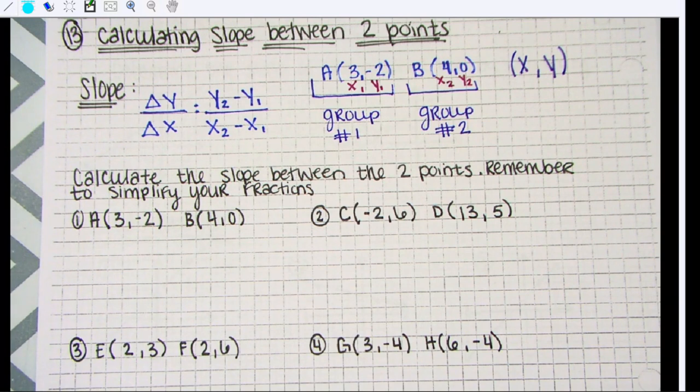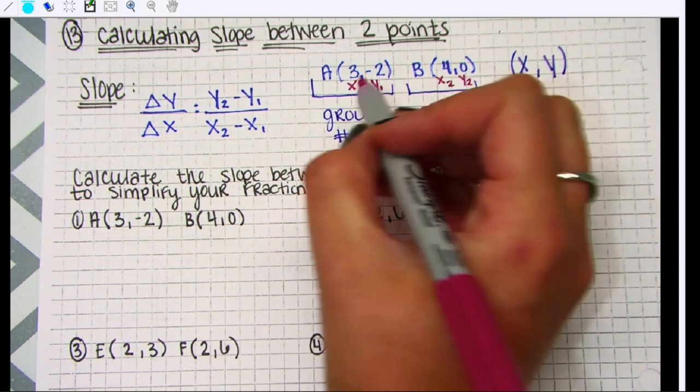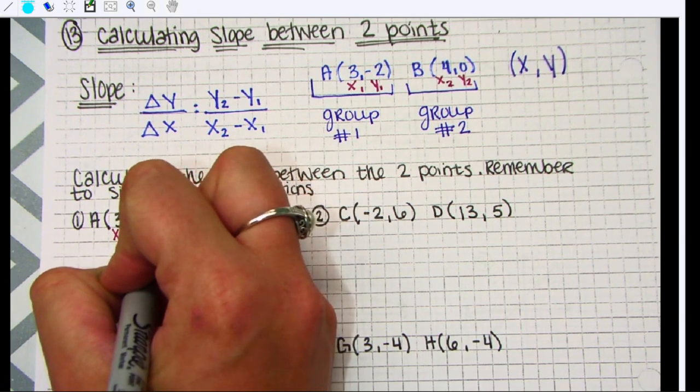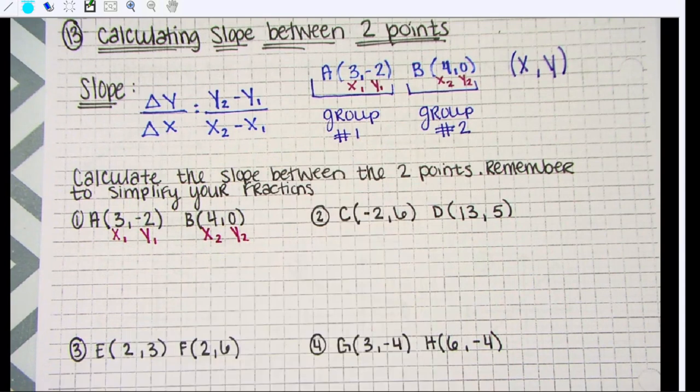Okay? So let's do the first one. This is group 1, this is group 2. So just like we did up here, underneath I'm going to write x1, y1, x2, y2. Take the time to write on your problem, okay? It makes it harder if you don't. It's not hard to type or to write x, y, x, y. Okay, just take a second and do that.